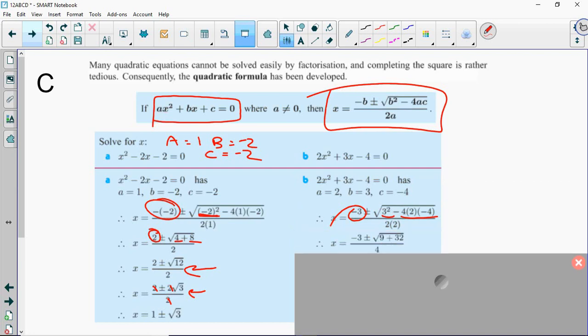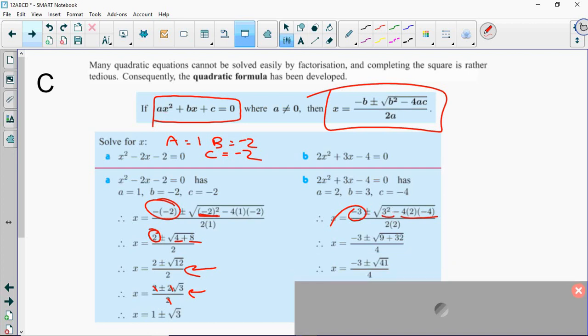So we have negative 3 plus or minus the square root of 9. And then negative 4 times 2 times negative 4 is plus 32. That's just going to be the square root of 41. That's a prime number, so we can't simplify that any more than it already has been.